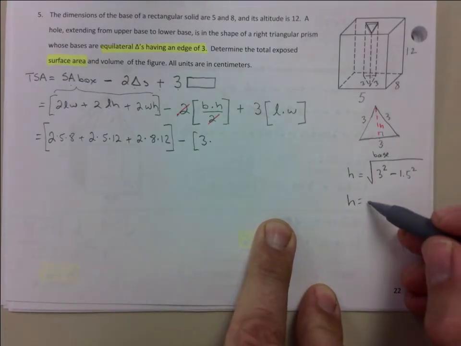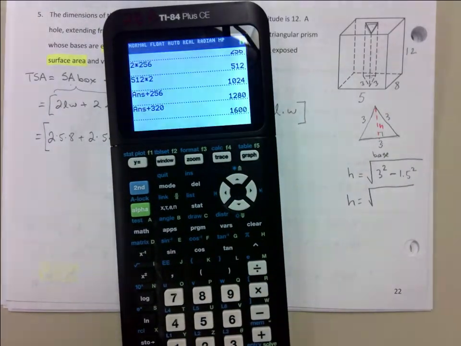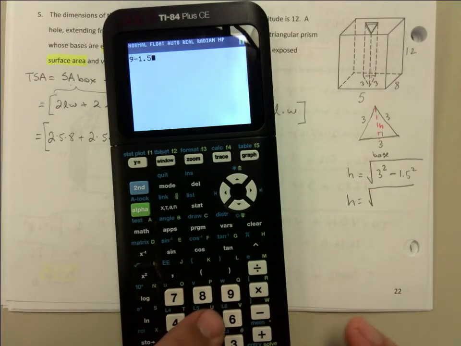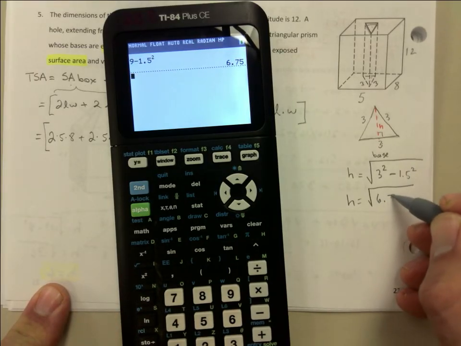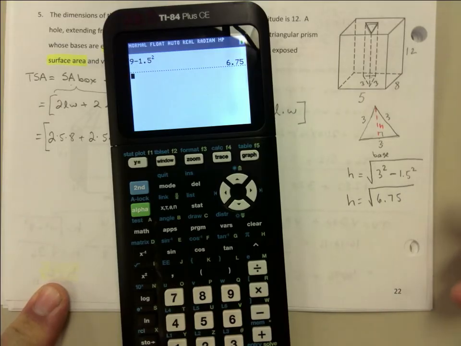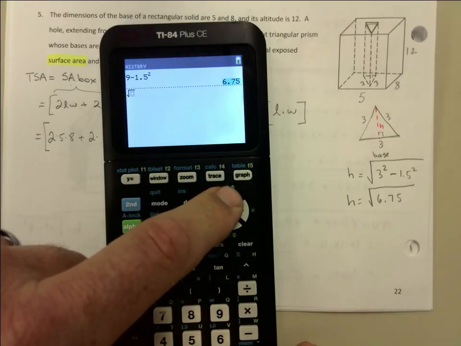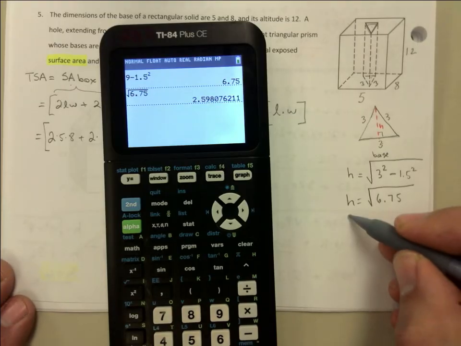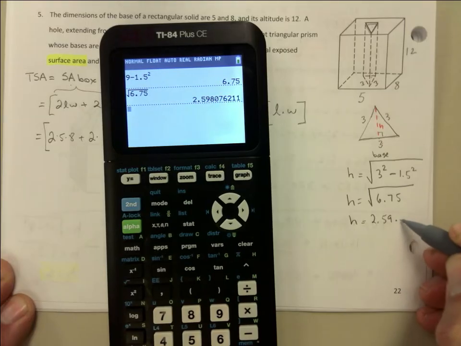Let me see what I get here. 9 minus 2.25. So 9 minus 1.5 squared. So I get 6.75. Root of it. So I need to take the root second, x2, go up, paste it into the root. H is 2.59, and it keeps going. Please don't round just yet.